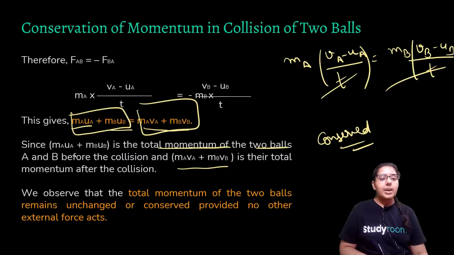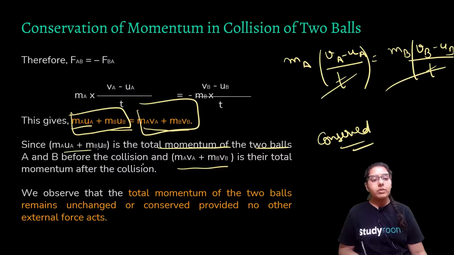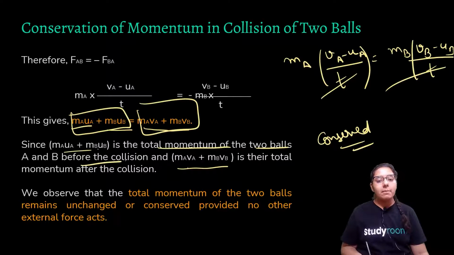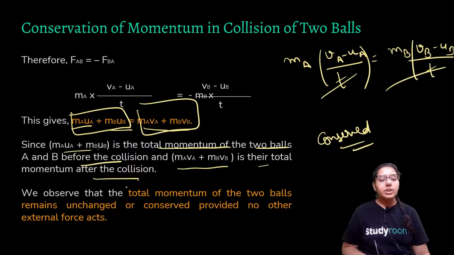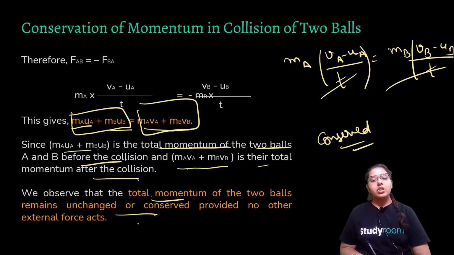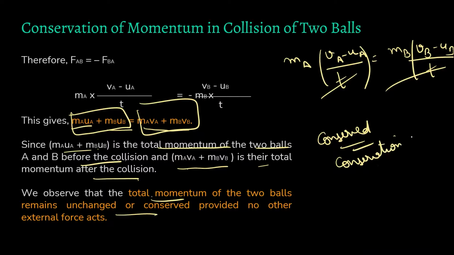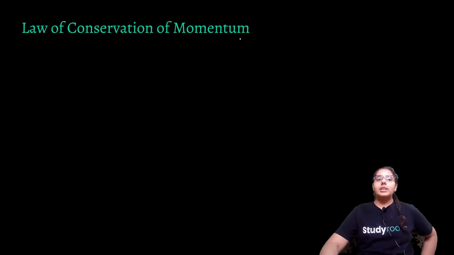Since ma ua plus mb ub is the total momentum of the two balls A and B before the collision, and ma va plus mb vb is their total momentum after the collision, we observe that the total momentum of the two balls remains unchanged or conserved. This is your conservation of momentum, that your momentum doesn't alter. Momentum before the collision and momentum after the collision is the same. Okay, so this is how we prove the conservation of momentum. This is very important. I hope you got this.